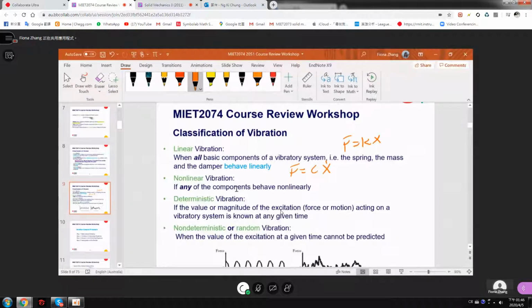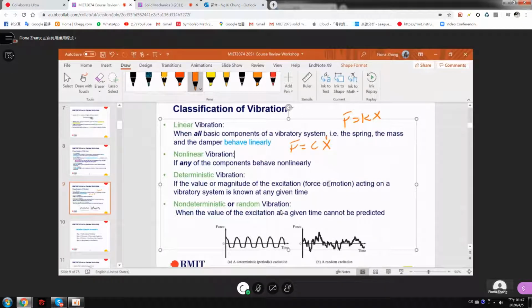Nonlinear vibration: if any of the components behave nonlinearly, we call it nonlinear vibration. Basically in this class we deal with linear vibration, so you can see the formulas we give later. Nonlinear vibration is much more complex than linear vibration, so we also need help from computers.